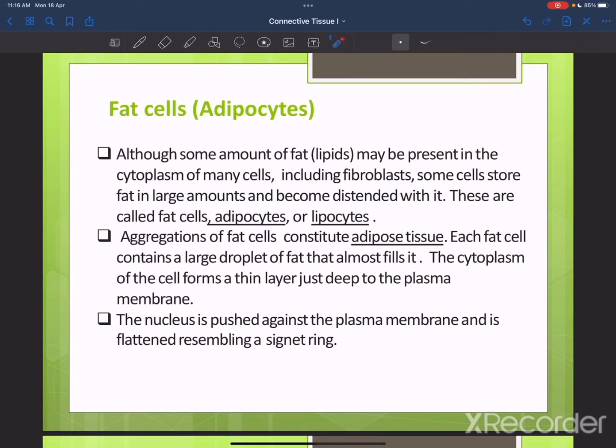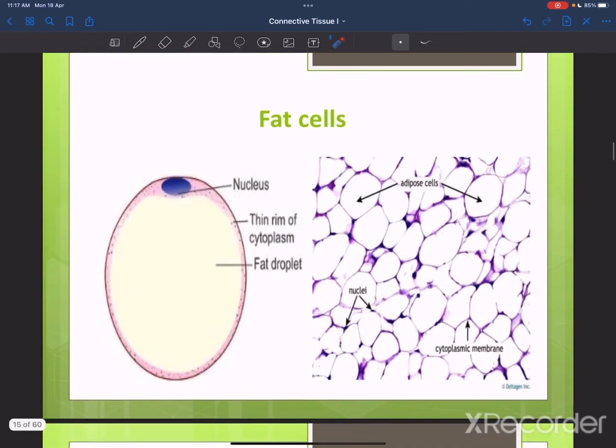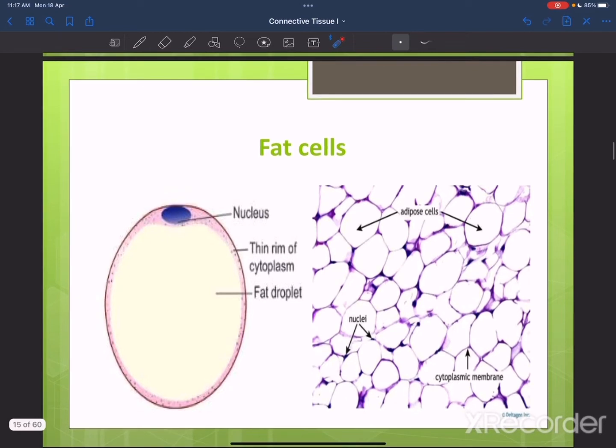forms adipose tissue. Each fat cell contains a large droplet of fat that almost fills it. The cytoplasm of the cell forms a thin layer just deep to the plasma membrane. The nucleus is pushed against the wall or the plasma membrane and is flattened, resembling a signet ring. In this schematic representation, you can see this adipocyte cell. The center is filled with the fat droplet.